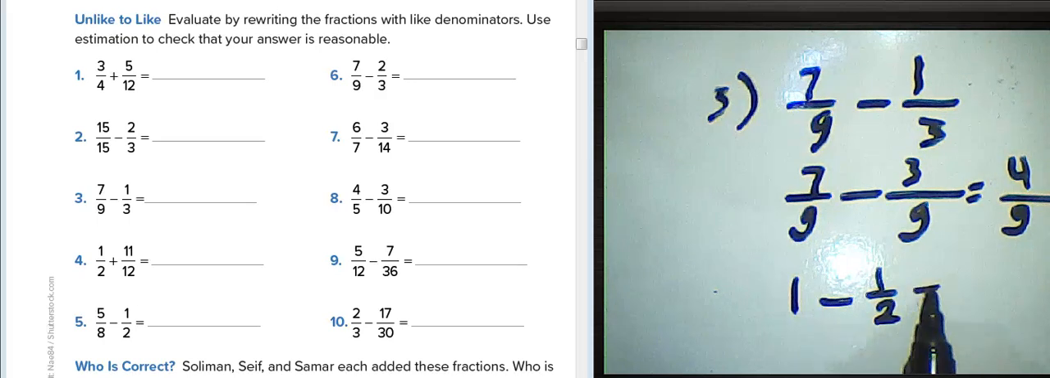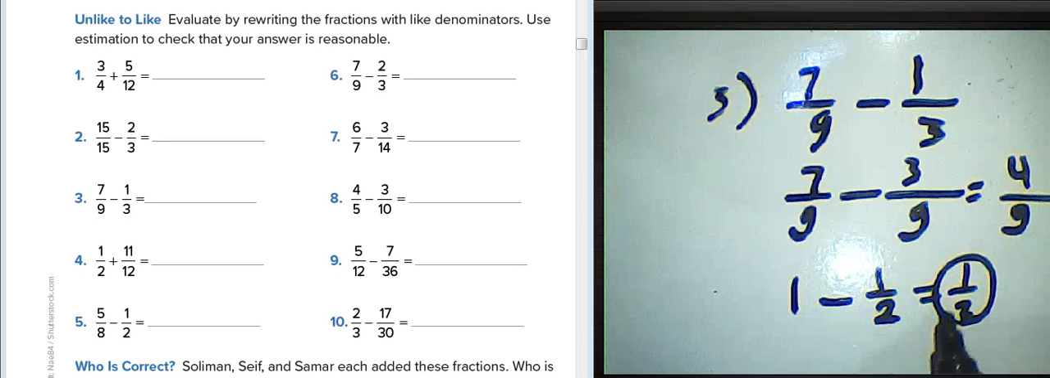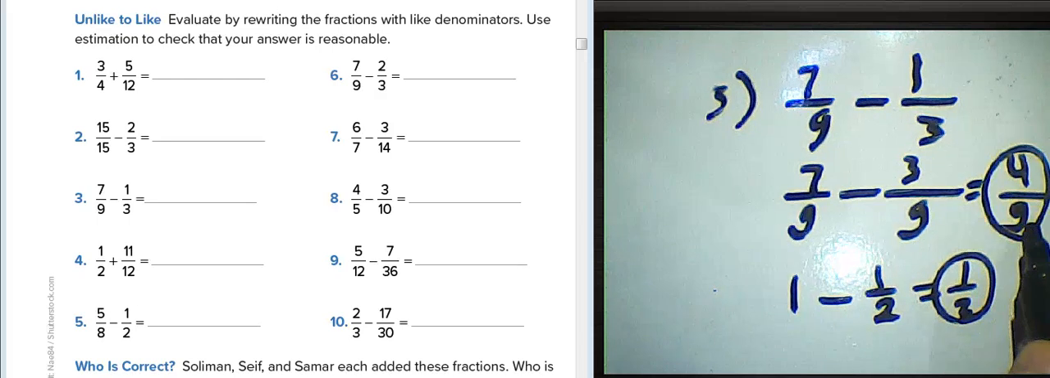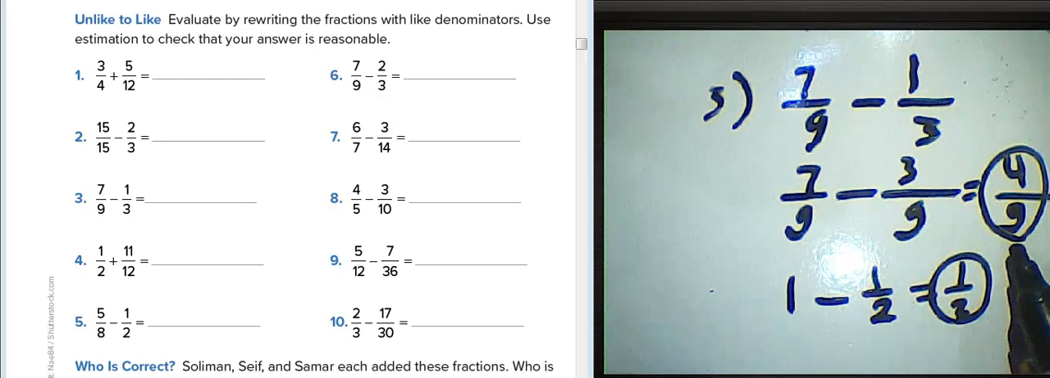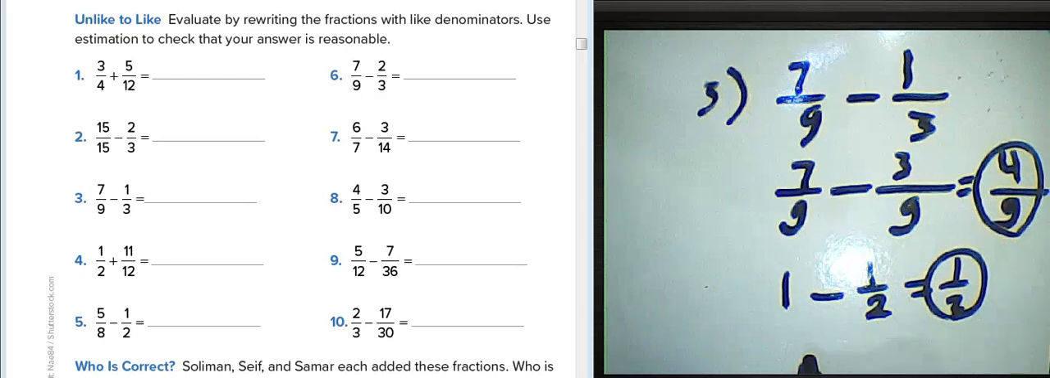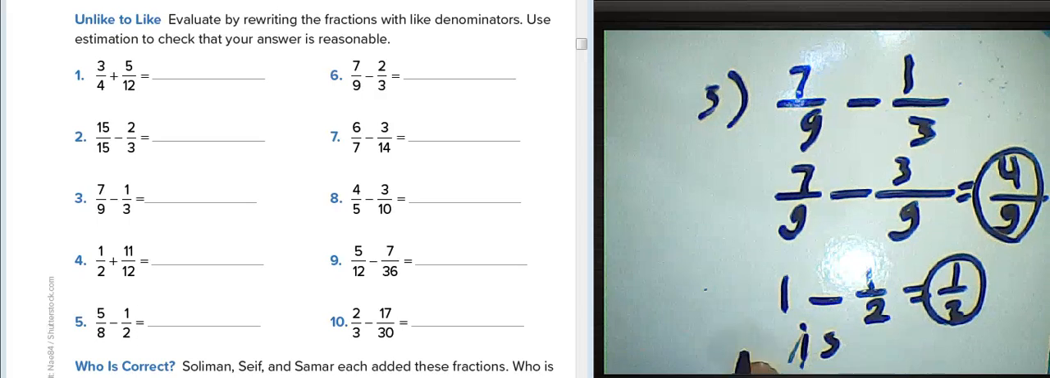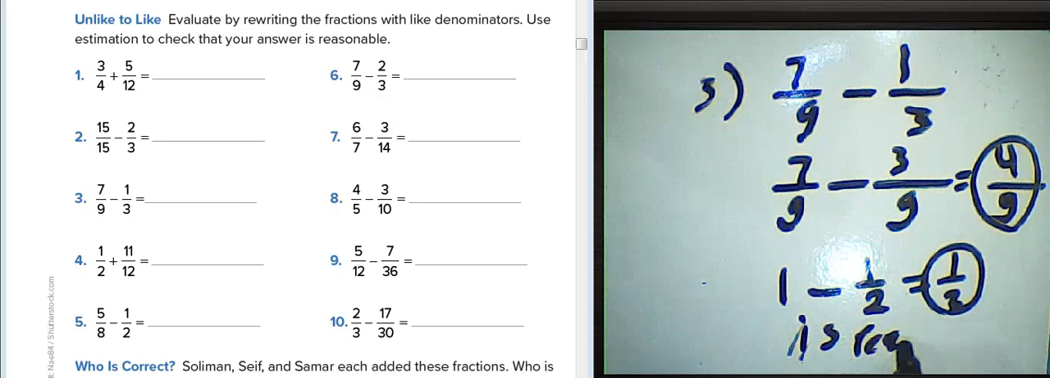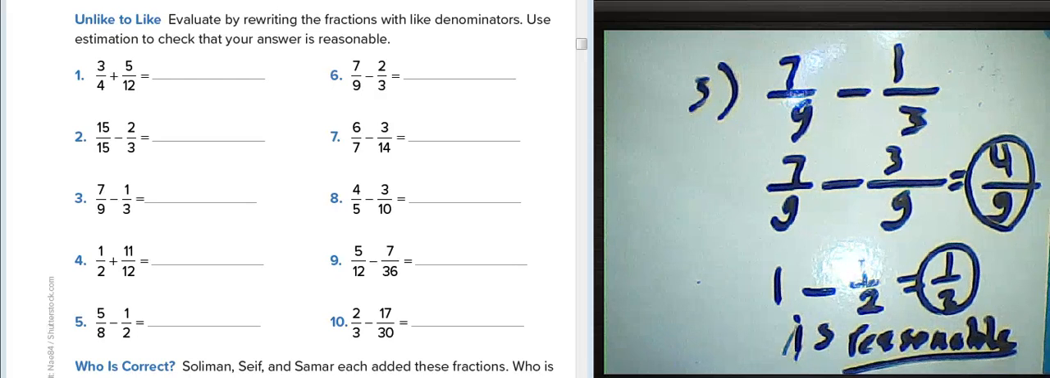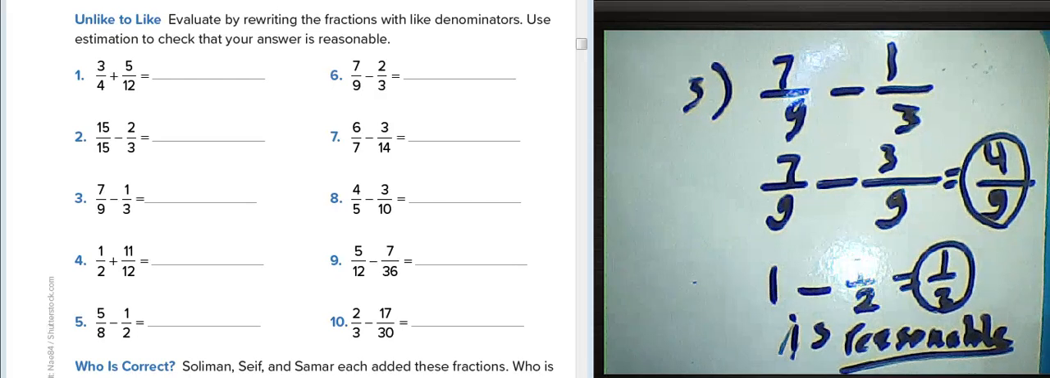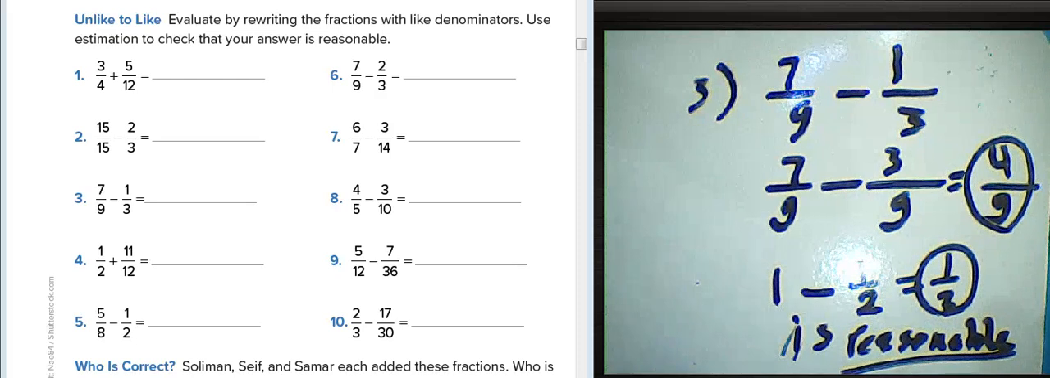So 1 minus half will be half. And 4 over 9, 9 here, what does it mean? Half of 9 equals 4.5. Then this result will be reasonable, okay? This result is reasonable. We are able to approximate here. This result will be true, okay? True or false? True. Question number 4.